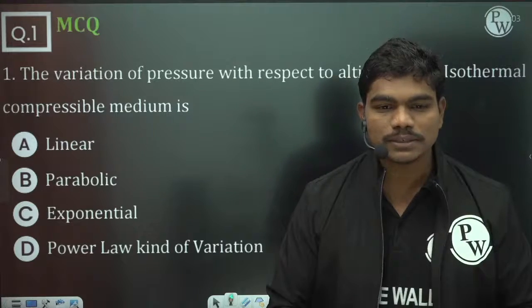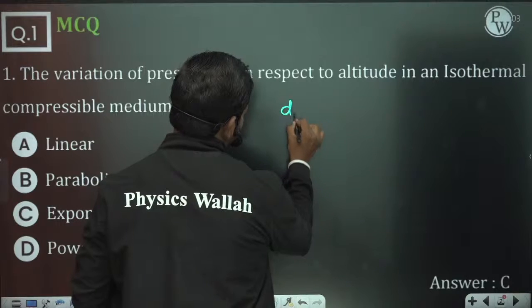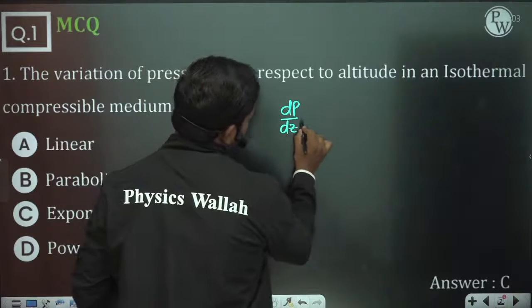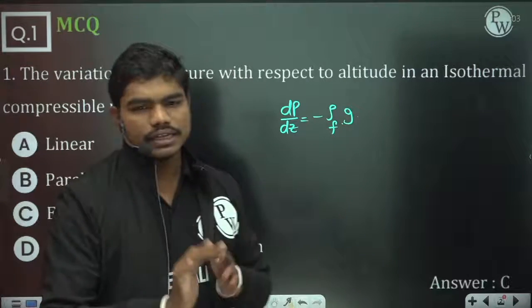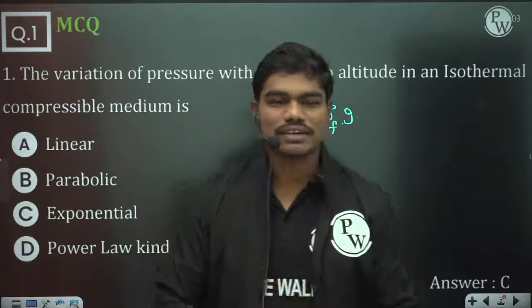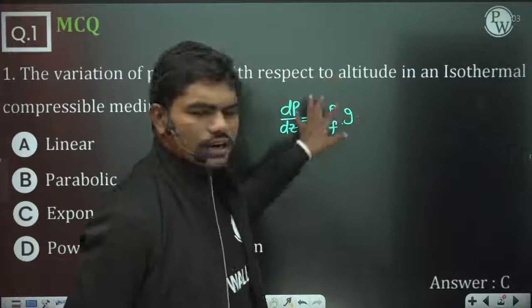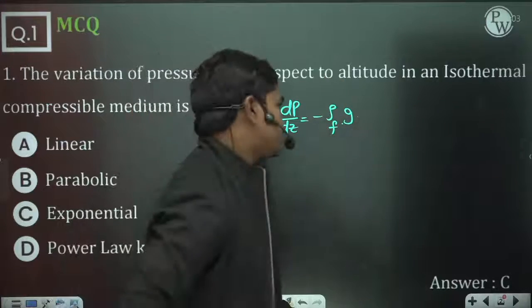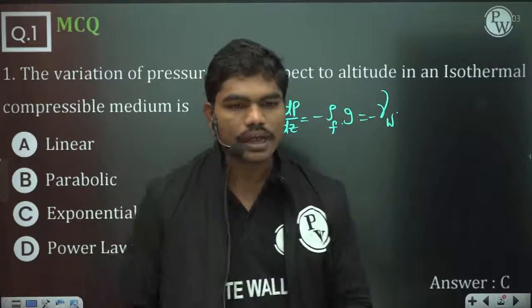Anyone with the answer? C is the correct answer. We have seen in the hydrostatic law that dP by dz is equal to minus the specific weight of the fluid. Now I'll ask you one simple question, forgetting about the hydrostatic law and its derivation.